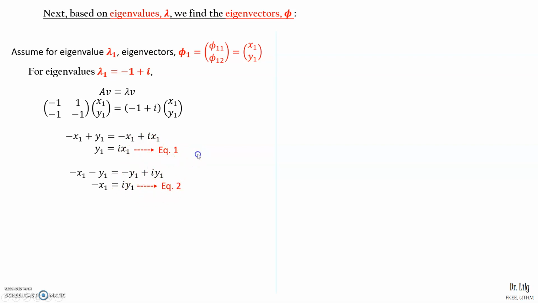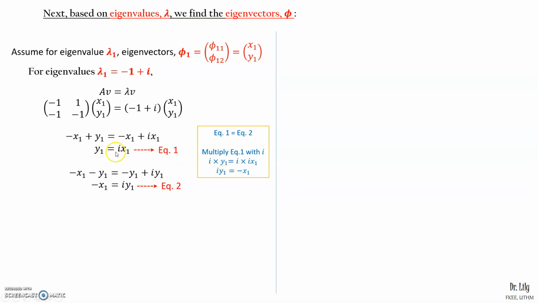Ini adalah equation 2. Okay, so you tengok kat sini. Kita kata equation 1 dan equation 2 adalah sama. So, how to prove it? Based on the equation 1, kita multiply dengan I. Okay, so kita try multiply equation ni. I multiply dengan Y1, kita dapat I Y1.